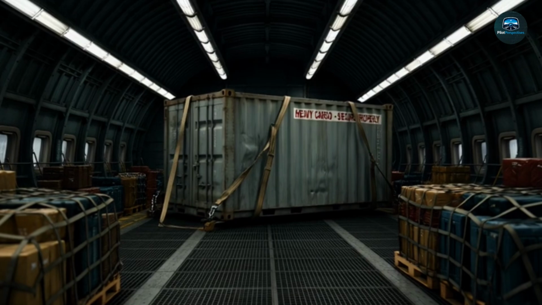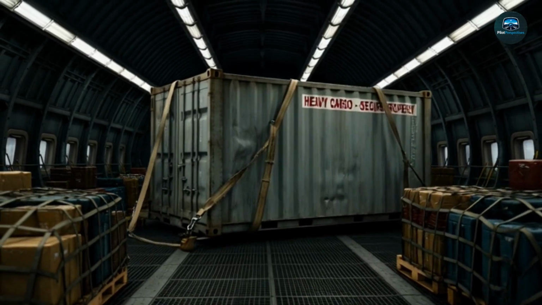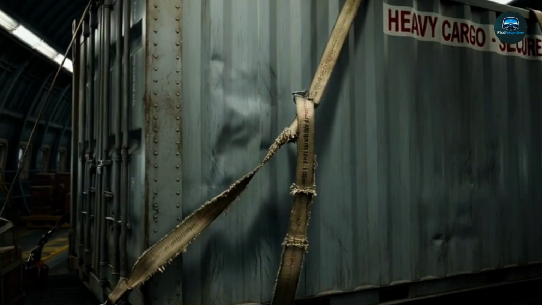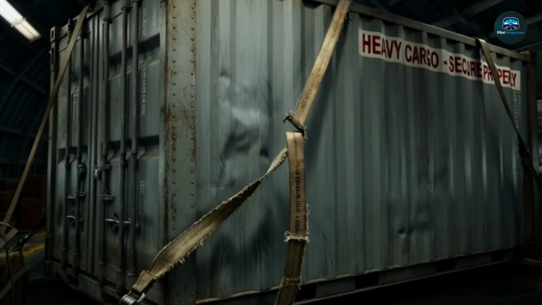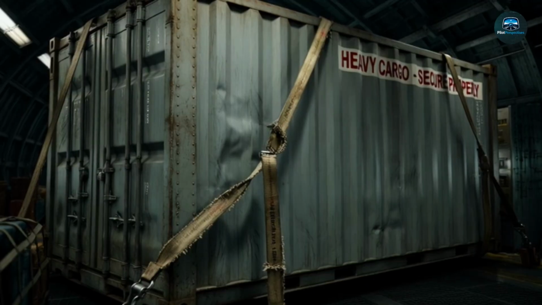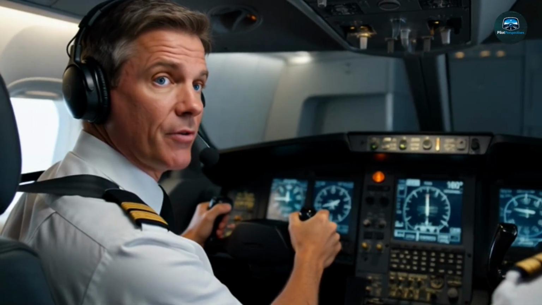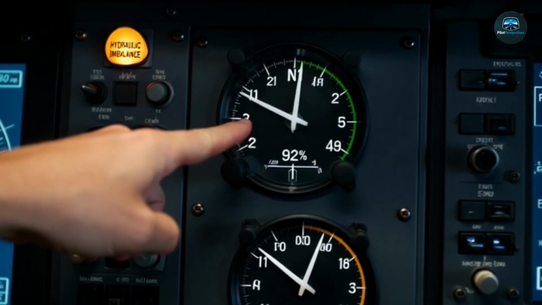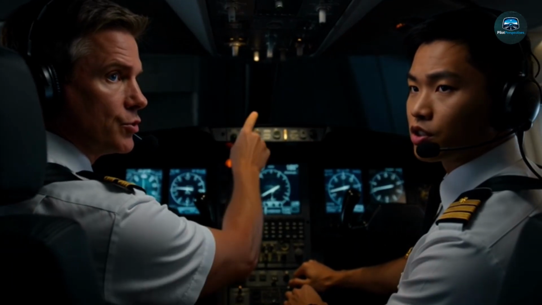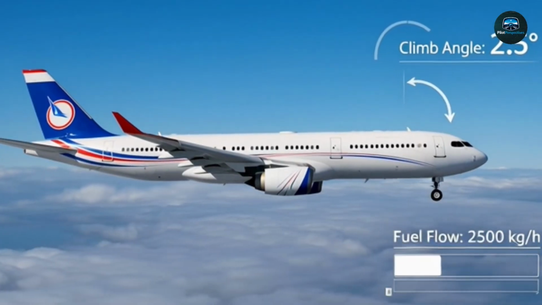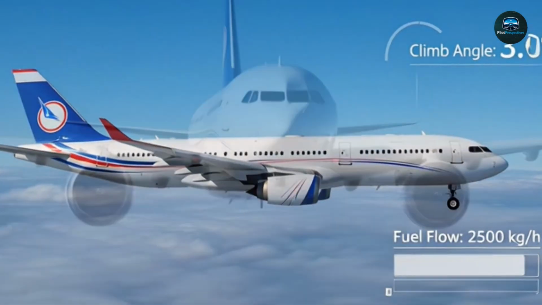What happens when the securing system fails? Cargo is held in place using locks, nets, straps, and restraint systems. If one of these systems fails due to turbulence, improper loading, or mechanical problems, the cargo may move during flight. Even a small shift in heavy cargo can significantly change the aircraft's center of gravity. Pilots must immediately assess the risk because the aircraft may no longer respond normally. In serious cases, this can affect climb performance, fuel efficiency, and landing safety.